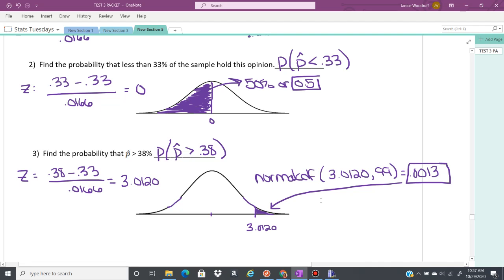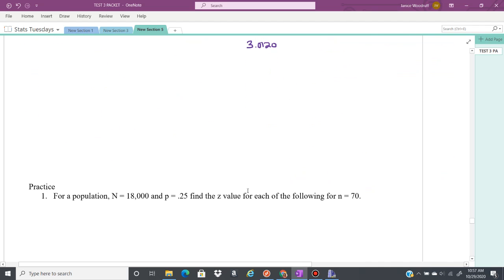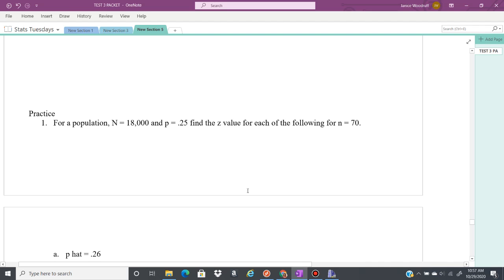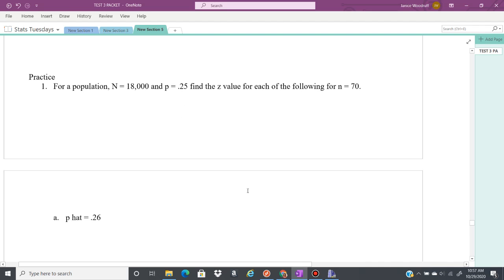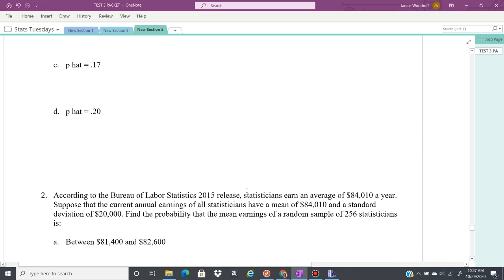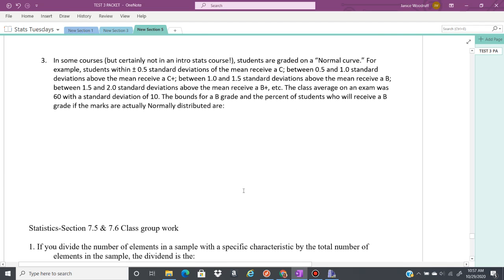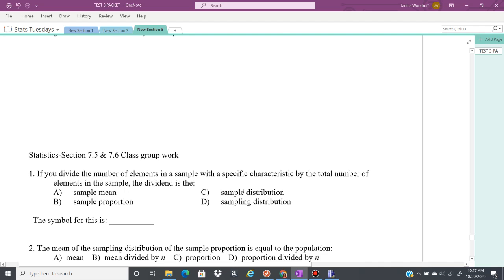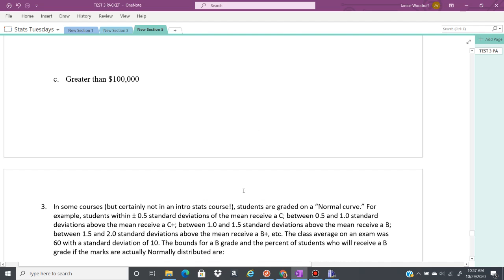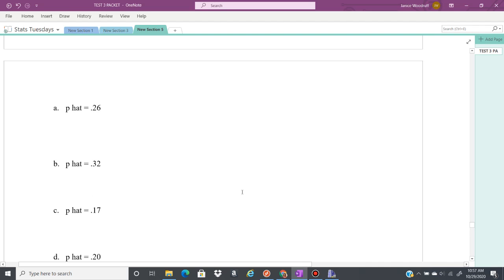All right, and then I believe we have some practice problems. So let's do, what do we got? A, B, C, D, E. I'm just going to take a look through these. All right, so let's do the 3 practice problems, and then I'll let you guys do the classwork.